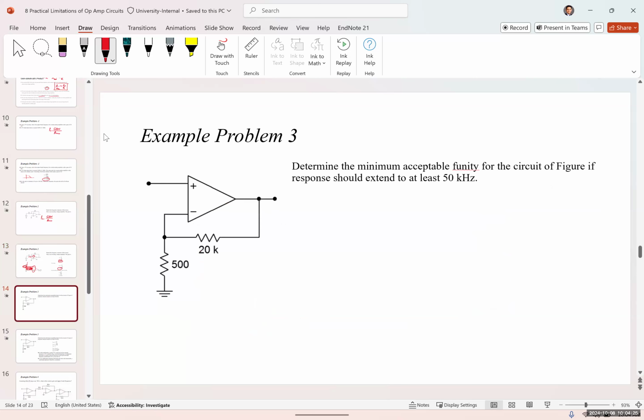Let's go to another example. In this example, we want to determine the maximum acceptable F unity. And by the way, F unity is actually our gain bandwidth product. We sometimes call it F unity. For the circuit of the following figure, the response should extend to at least 50 kilohertz. So we want the cutoff frequency to be at 50 kilohertz.